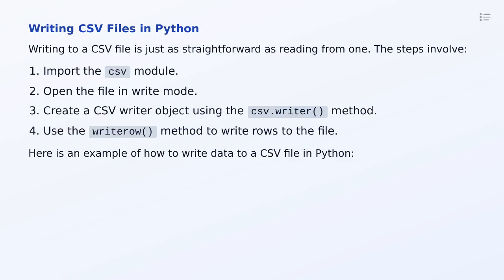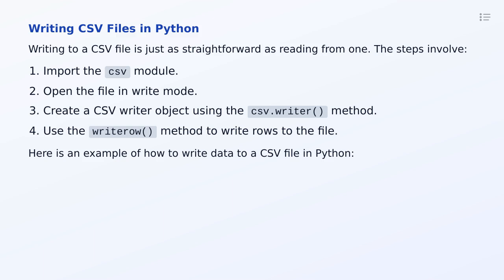Now, writing CSV files in Python. Writing to a CSV file is just as straightforward as reading from one. The steps involve, first, import the CSV module. Next, open the file in write mode. Then, create a CSV writer object using the csv.writer method. Finally, use the writerow method to write rows to the file.